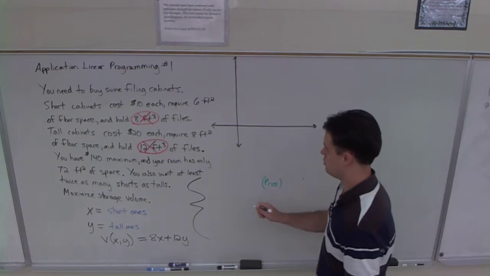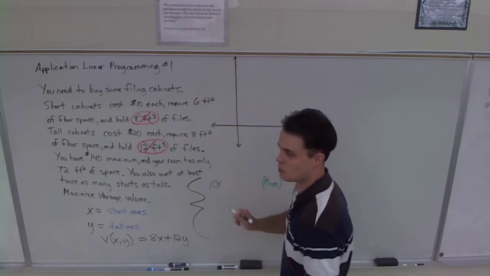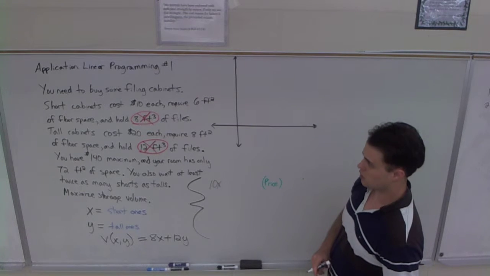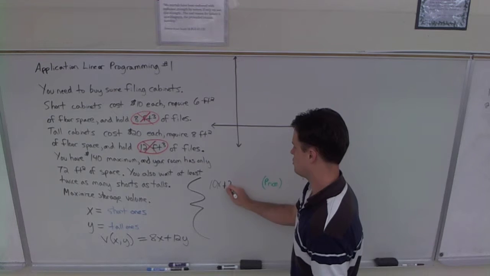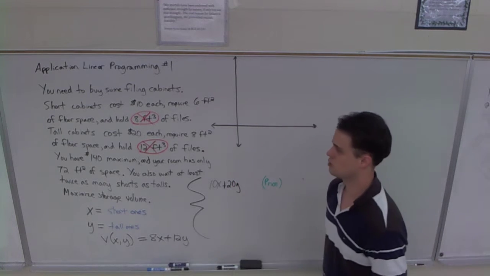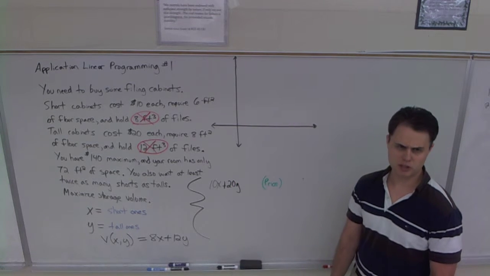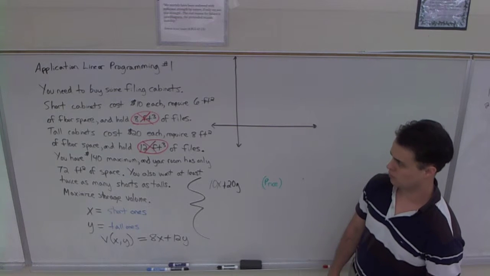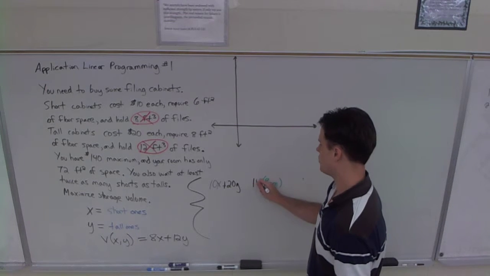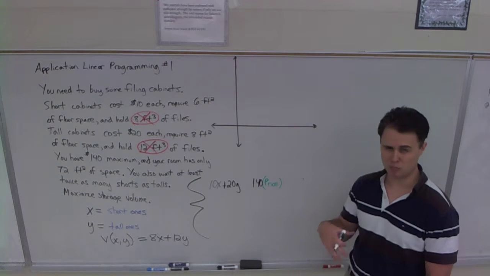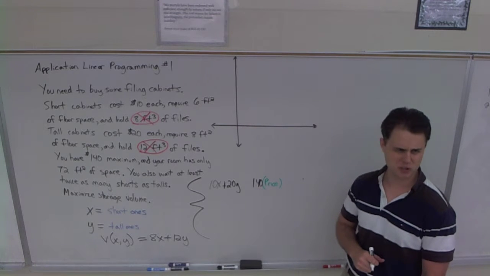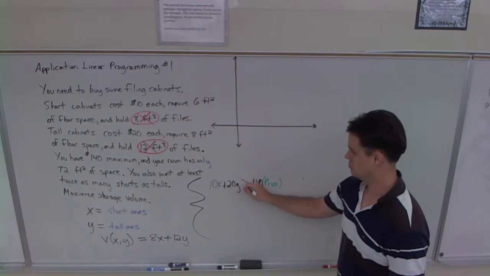Short ones are $10 each, so 10 for each of the x's. Tall ones are $20 each, so 20 for each of the y's. The only other number with money this time is $140, so we have to compare that to $140. It said we have a maximum of 140, so that way.